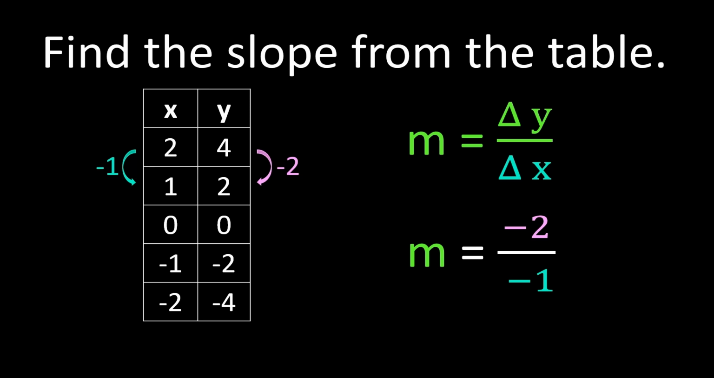Now that I have my slope, I have slope of negative 2 over negative 1. Because we are calculating slope, we do need to simplify our slope. So the slope of the line represented by the values in this table is positive 2.